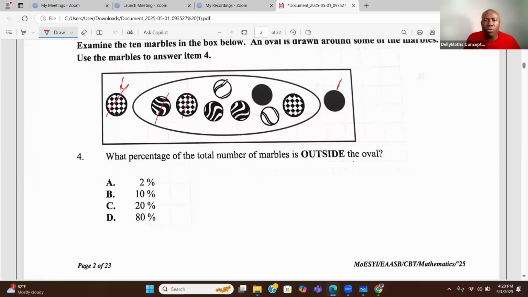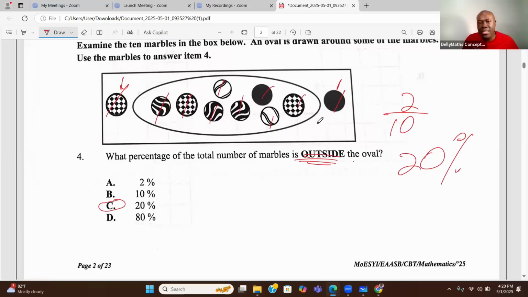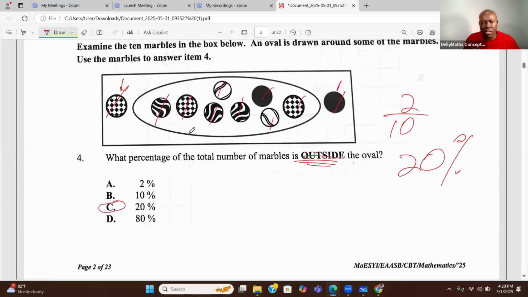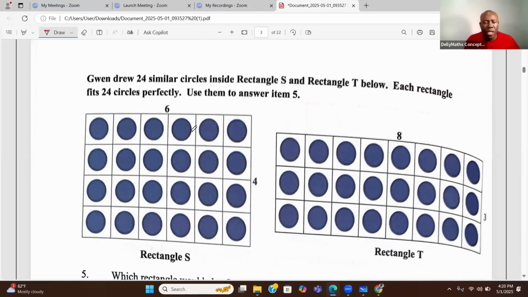Let's count. 1, 2, 3, 4, 5, 6, 7, 8, 9, 10. So it's going to be 2 out of 10. And as a percentage, this is actually 20% right there. So remember, the ones outside, 2 out of 10, that's 20%.